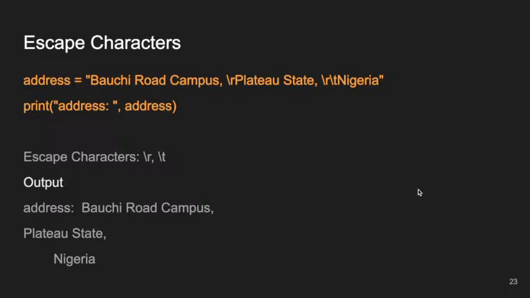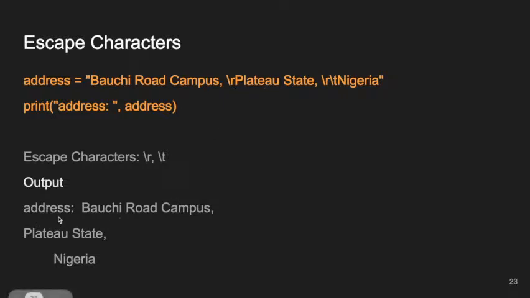Now we have some escape characters that we use with strings in Python. You may have seen them in other languages like Java, where you see backslash n and backslash t. They mean something in programming. Inside this string, you see Bauchi Road Campus, comma, backslash n, then Plateau State, comma, backslash n backslash t, Nigeria. When you print that, the escape characters actually do something to the string.